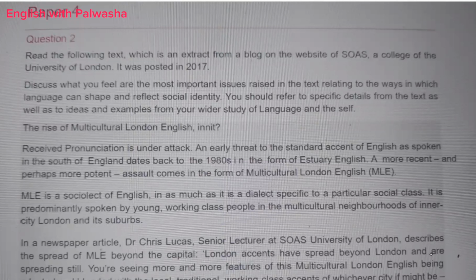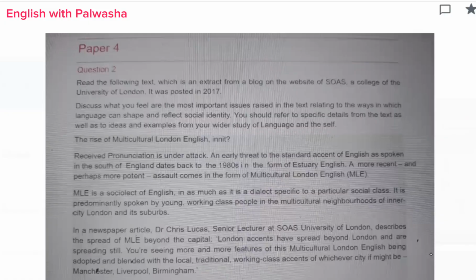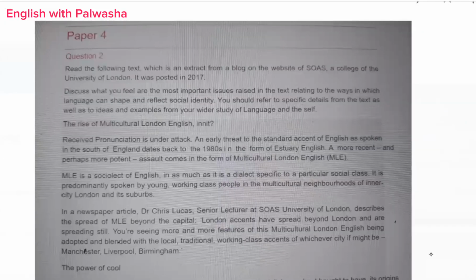Then we need to see the key point. The next key point in the text relates to the ways in which language can shape and reflect social identity. So, what are the ways in which language can shape and reflect social identities? We are going to mark out those ways. You should refer to specific details from the text. We have to remember that the examiner has given us the text. Also, we have to give examples from our wider study, for language and the self.